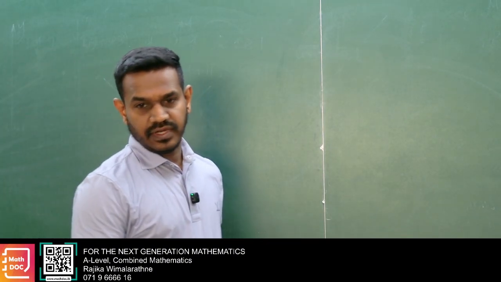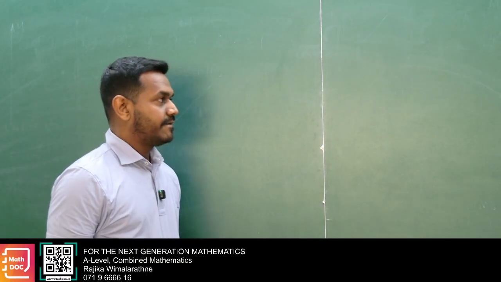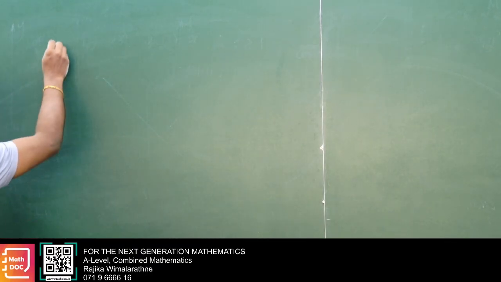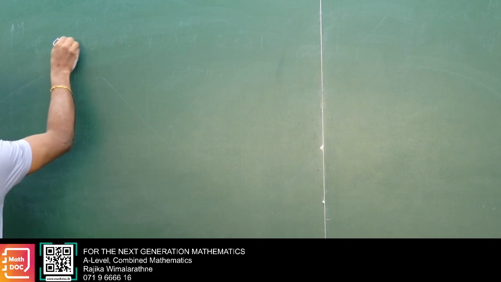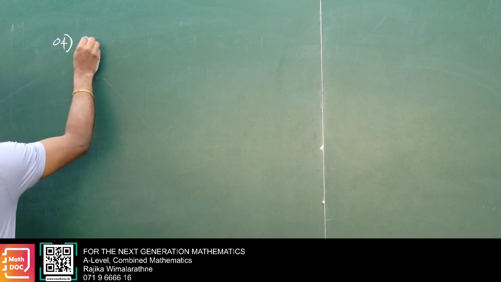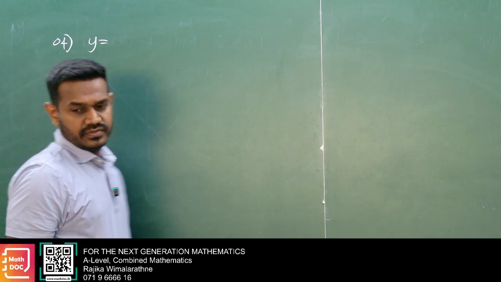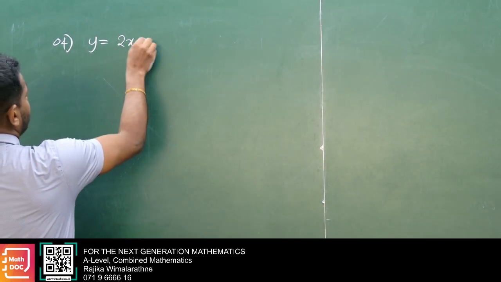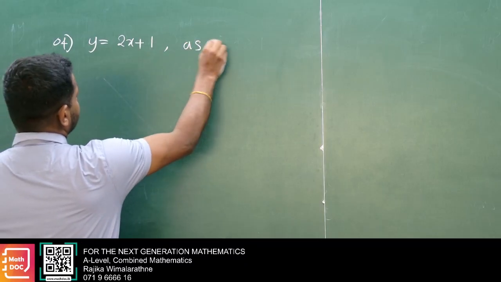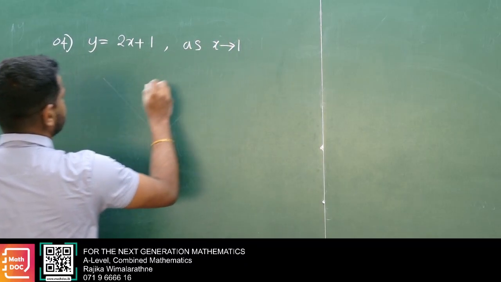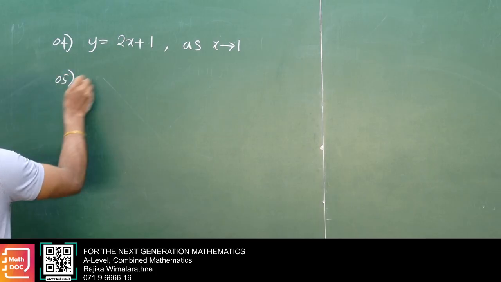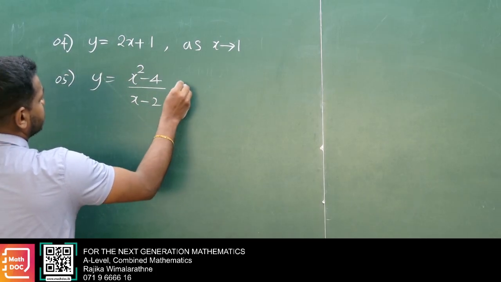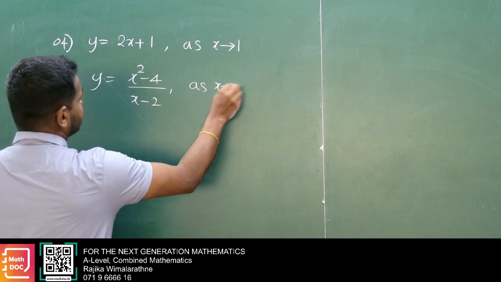Okay, now let's do a few more examples, just to try these functions. First: y equals 2x plus 1 as x goes to 1. Second: y equals x squared minus 4x minus 2 as x goes to 2.